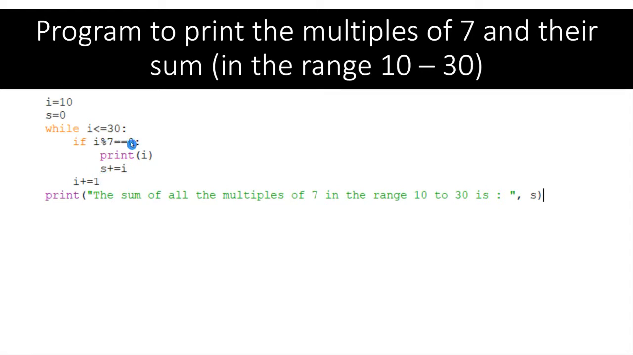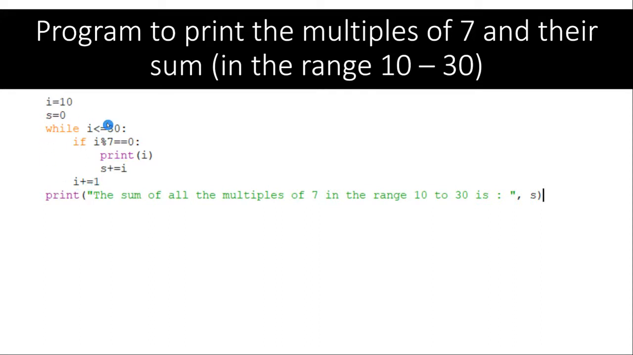Only if the remainder is 0, it will come here, print the value of I, and add I with S. Here we are not giving any value, we are giving the variable: S plus equal to I. S is equal to S plus I. So it will add the value of I because we are also calculating the sum of our output. Now the next step, we are increasing the value of I, the control variable for the while loop. Only then can I check.